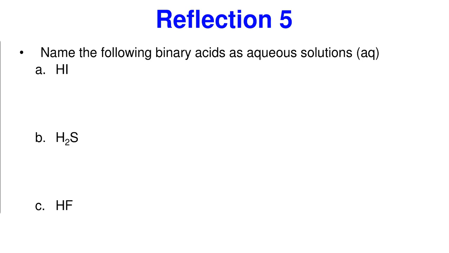It says, name the following binary acids as aqueous solutions, because they are usually aqueous solutions. HI, of course, because they contain only 2, they're binary, you're going to name them as what? As hydro...ic acid, right? You start from hydro, this will be hydro.